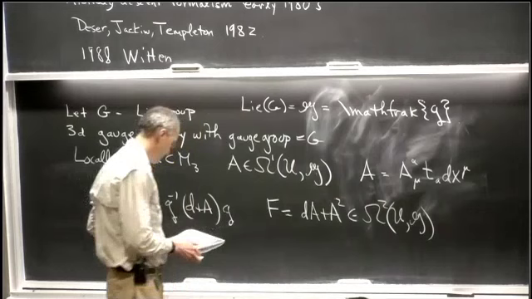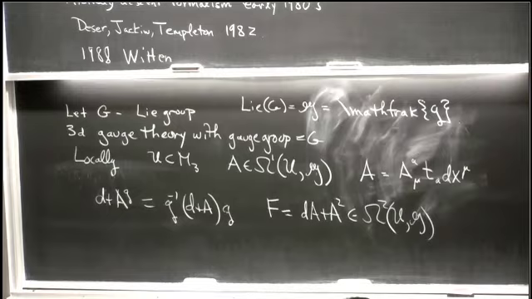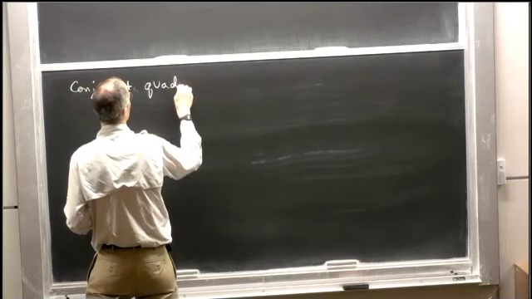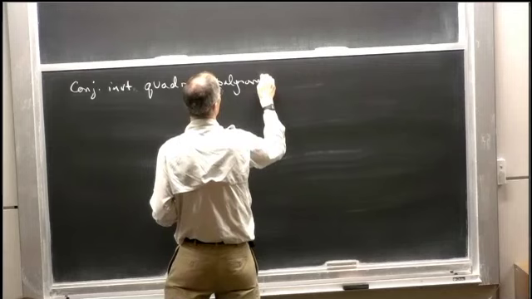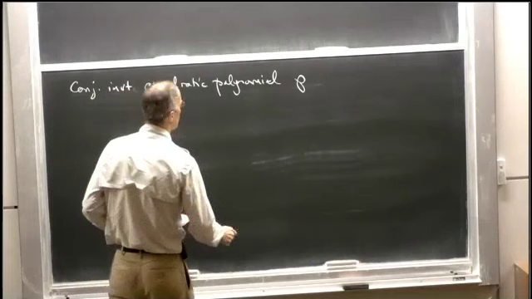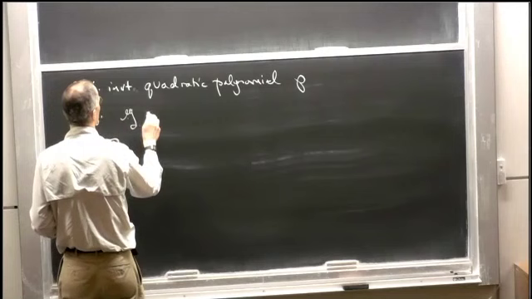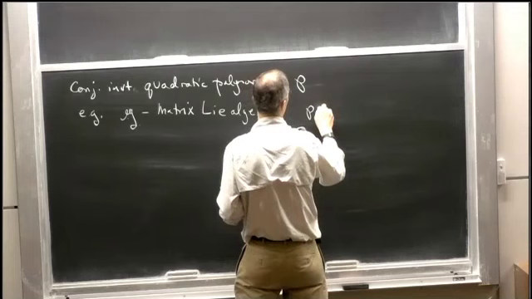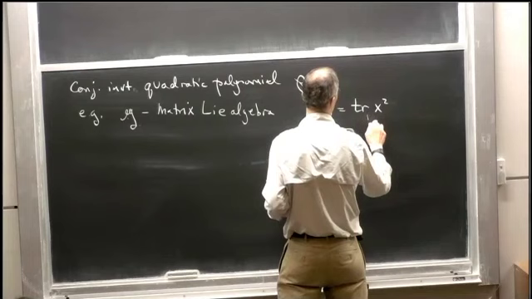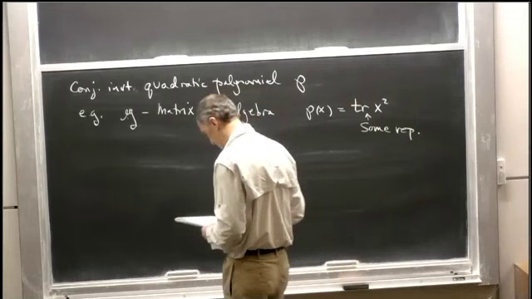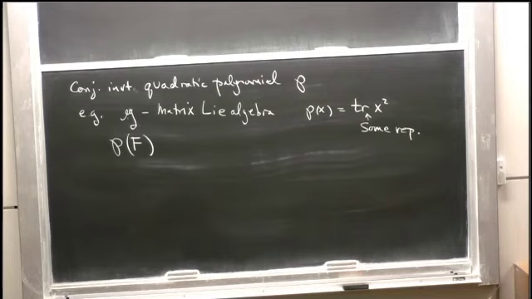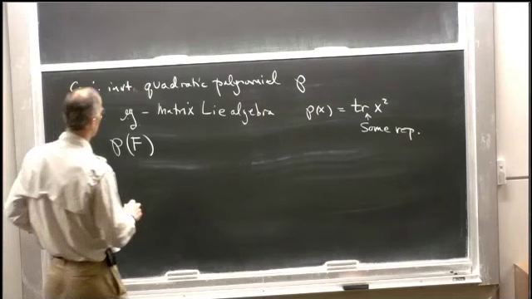All right, so now what you do is you give yourself a conjugation invariant quadratic polynomial P. So, for example, if we think of G as a matrix Lie algebra, a Lie algebra of certain kinds of matrices, then P of x might be trace of x squared in some representation. All right, so then you're invited to consider P of F. F is valued in the Lie algebra, so you could apply P of F. And because this is quadratic, this is some kind of four-form.